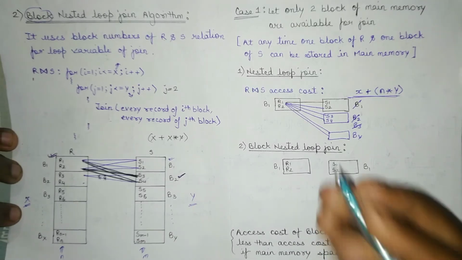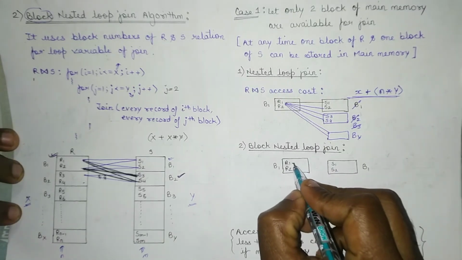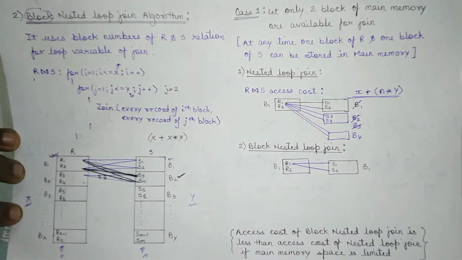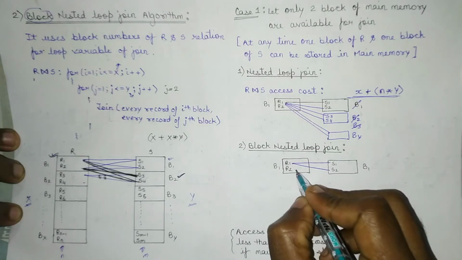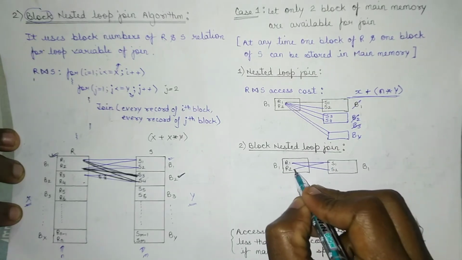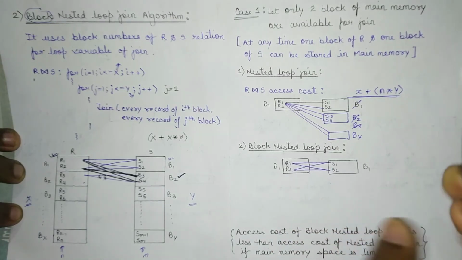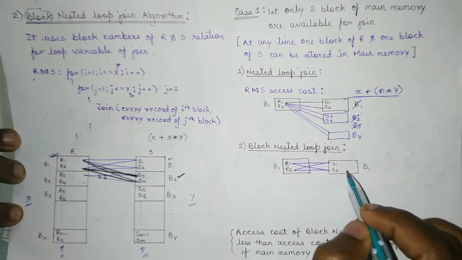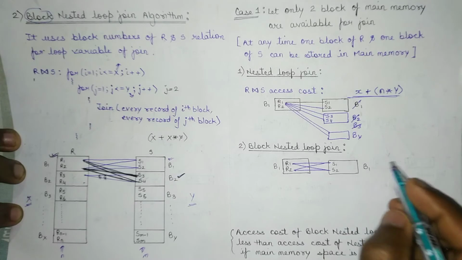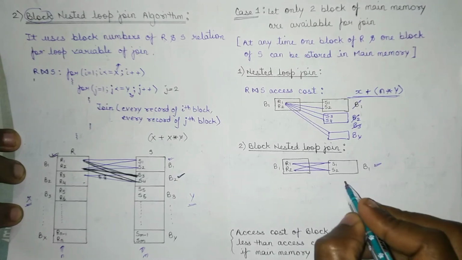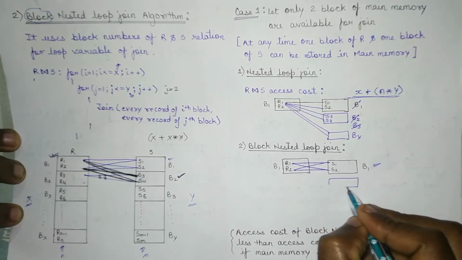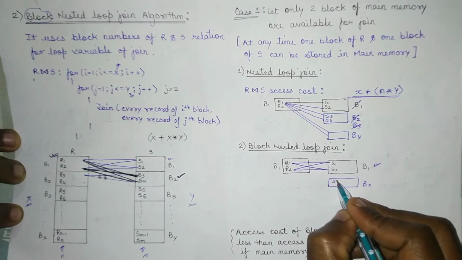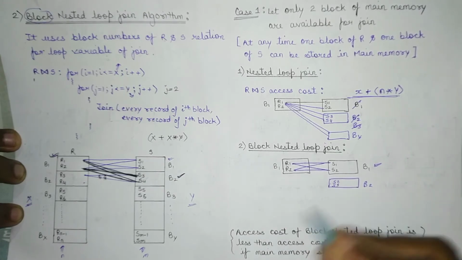What does it mean? It means that R1 will be mapped with S1 and R1 will be mapped with S2. Now we have to map R2 with S1 and R2 with S2. That means we will be completely mapping all the blocks of the relation S. So this block is done. Now we will remove this block and insert the new block, which is B2. Now there will be S3 and S4.